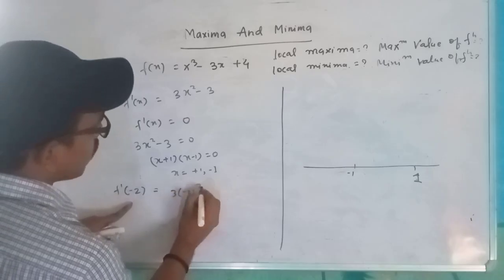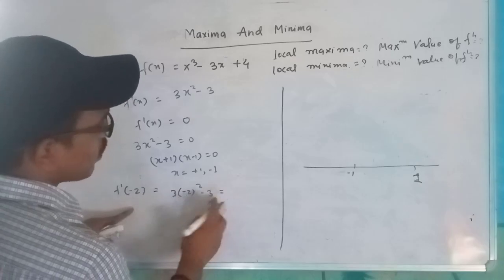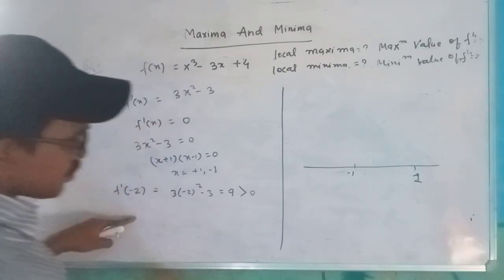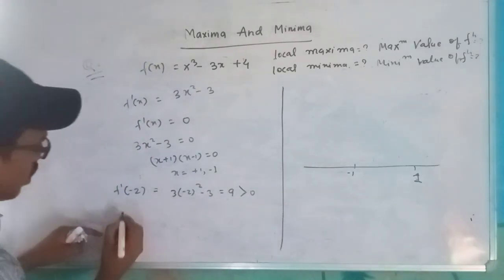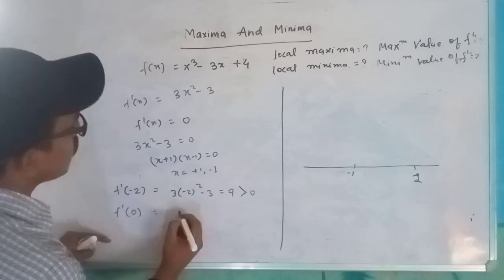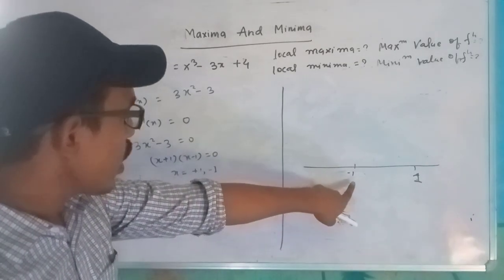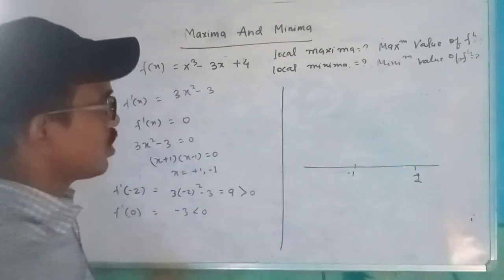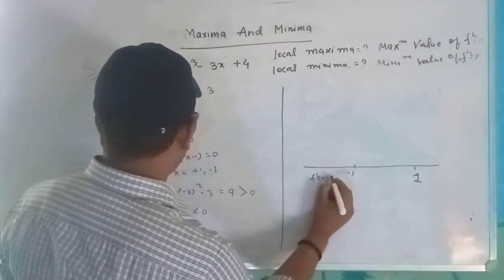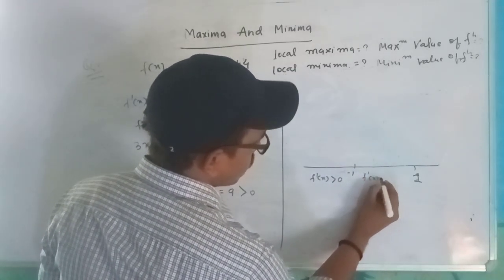At minus 1 it will become 3 x squared minus 3, so 4, 4 into 3 is 12, 12 minus 3 is 9. So this is positive, greater than 0. And after 1, let's say at 0, it will become minus 3, which is less than 0. So we see that around x equal to minus 1, the sign of f dash x is positive before and negative after, right?